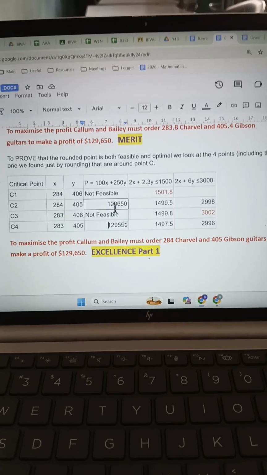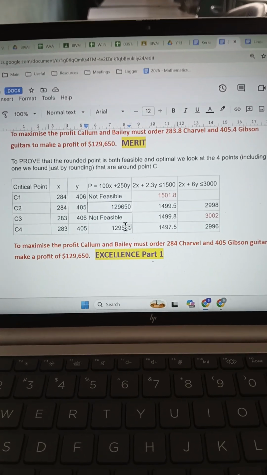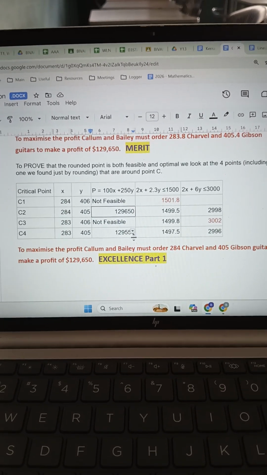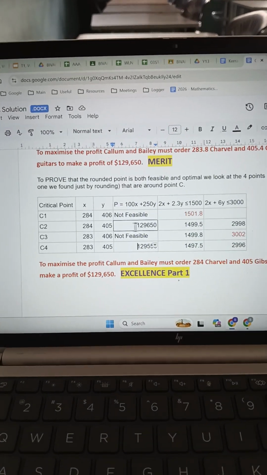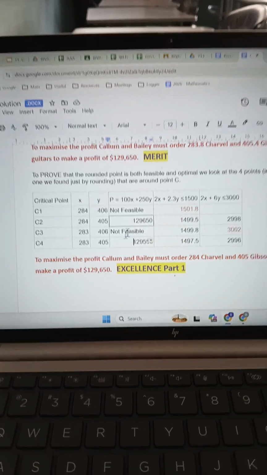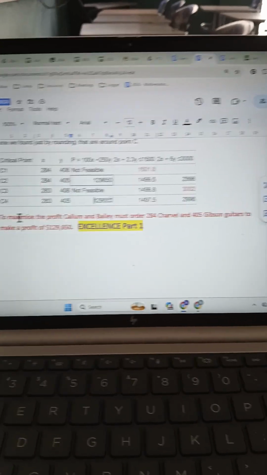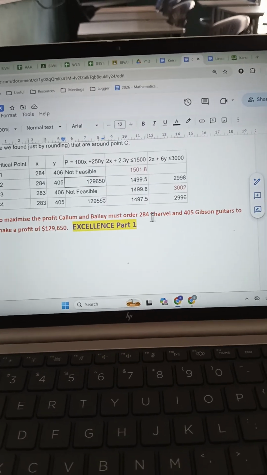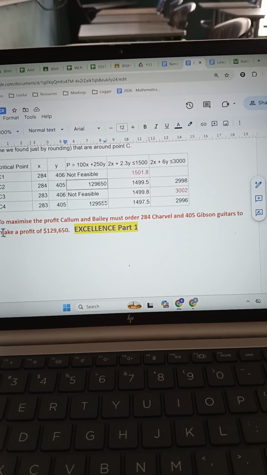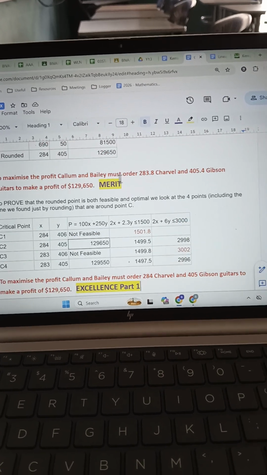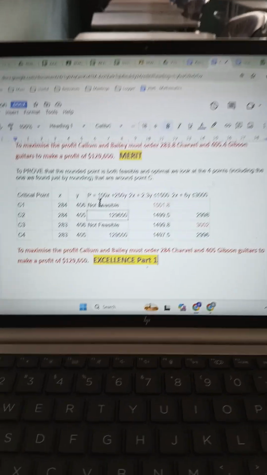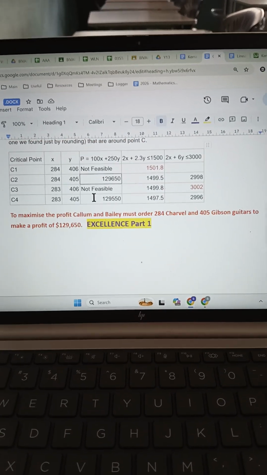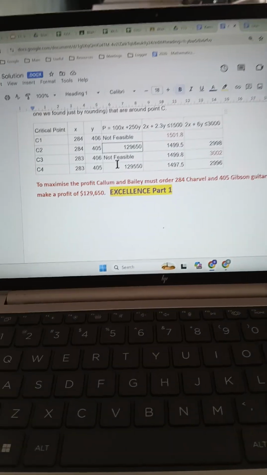Now I've got two feasible solutions, this one and this one. I just have to pick the one which is the most optimal. In this case, it's this one here that has the box around it, point C2. And then you answer the question, to maximise the profit, they must order this. And that's an excellence level answer. Even though it gives the same answer as the other one, that was only found by rounding, which is not guaranteed to give you the correct answer anyway. I can't guarantee that it would do that in the actual test either, the assessment.